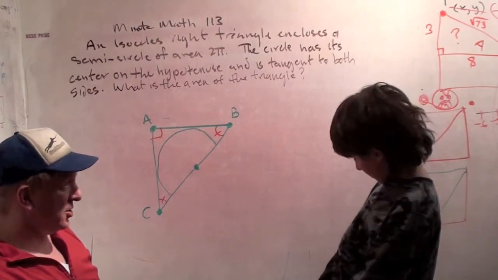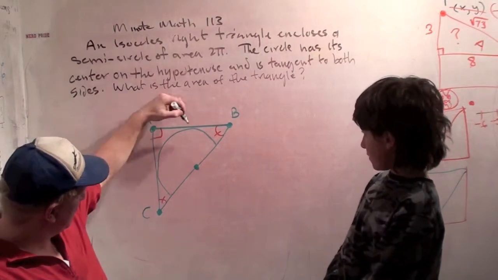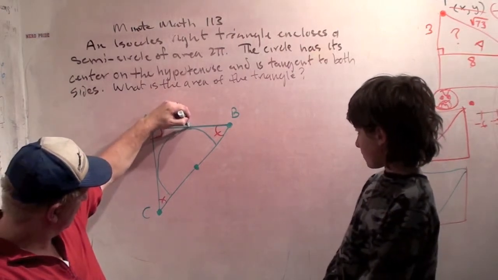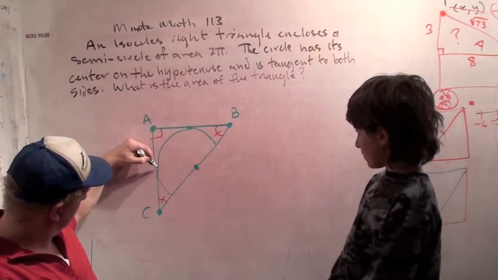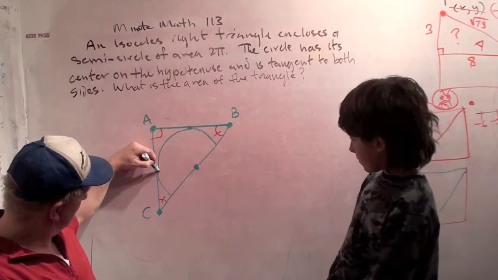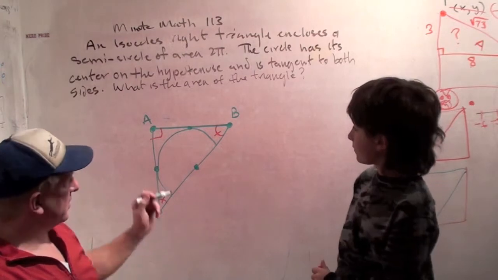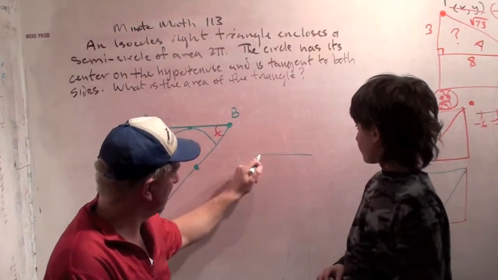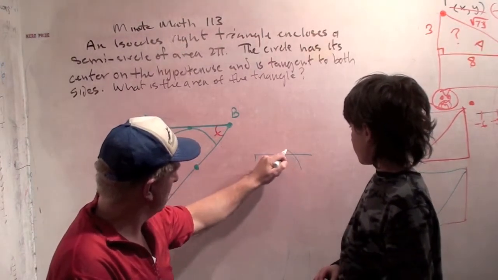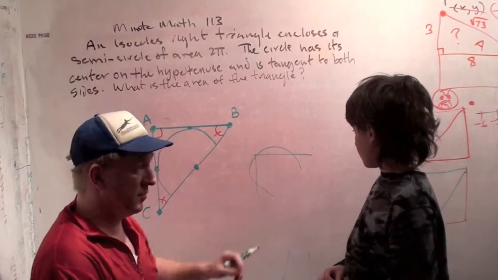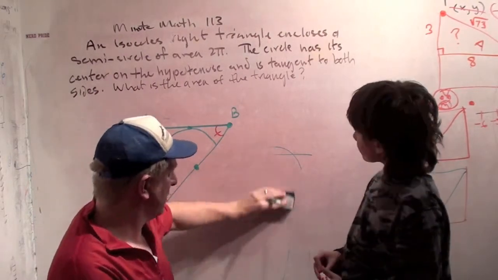Do you know what tangent means? Tangent means it just touches in one little point there. Yeah, just touches the side in one point. So in other words, it doesn't cross over like this. It doesn't go and touch in a couple different points. It just touches in one point.